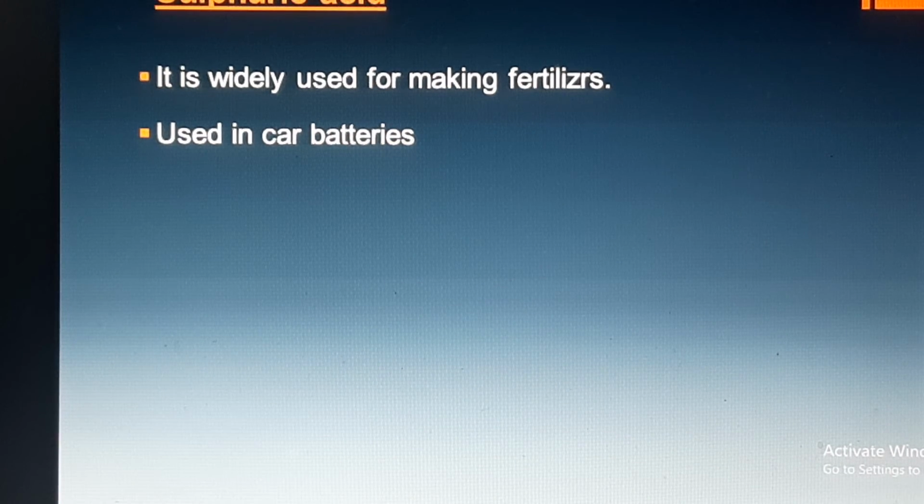Next is sulfuric acid. What is the use of sulfuric acid? It's widely used for making fertilizer. Same as nitric acid, sulfuric acid is also used for making fertilizers. Another use given here is in car batteries. We know that in car batteries there is a liquid, and that liquid is sulfuric acid.